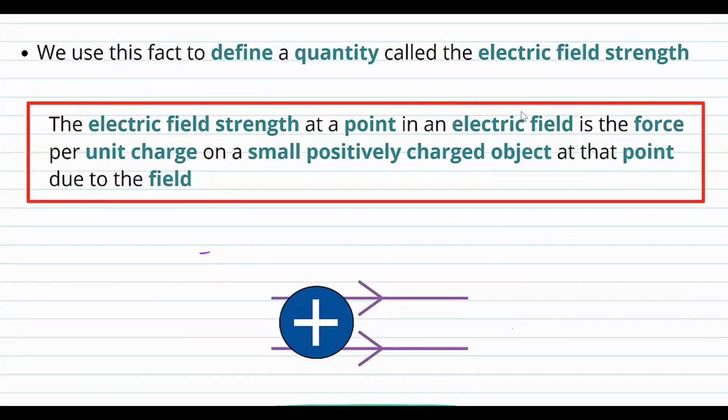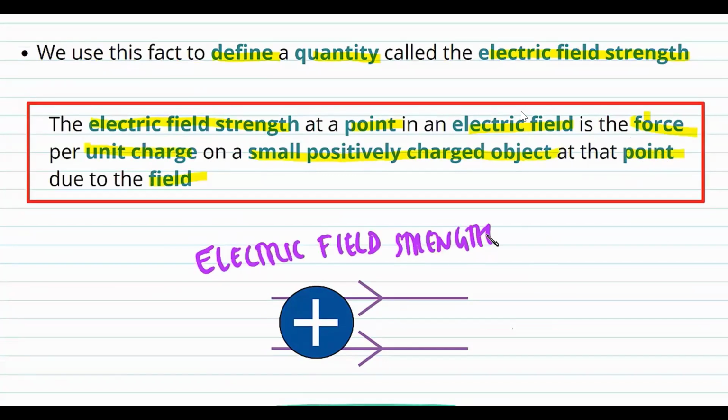We can use this fact to define a quantity called the electric field strength. The electric field strength at a point in an electric field is the force per unit charge on a small positively charged object at that point due to the field. So the electric field strength at a certain point is going to be the force F exerted on a certain charge divided by that charge.